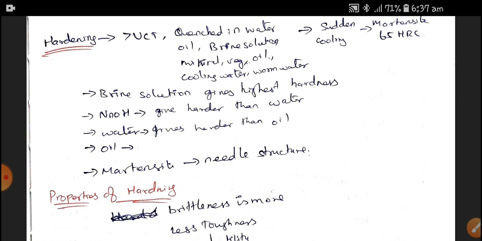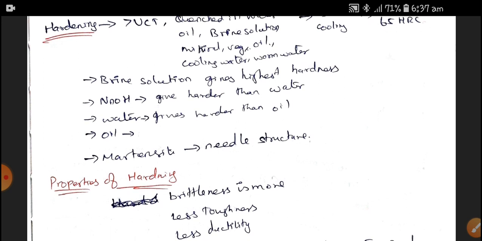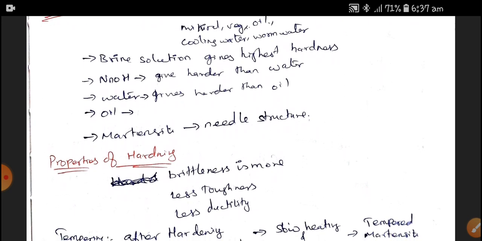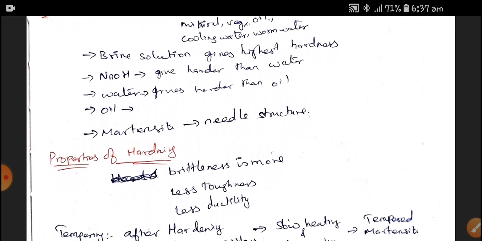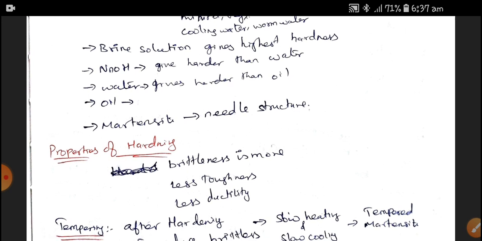For the martensitic structure, it will give a 65 HRC Rockwell hardness number. This is our understanding about hardening: sudden quenching happens. Here I would like to add some other points. The brine solution will give the highest hardness of any quenching medium. NaOH, that is salt. Salt gives harder than water. Water gives harder than oil, and oil is less hard. It will produce less hardness than the rest.